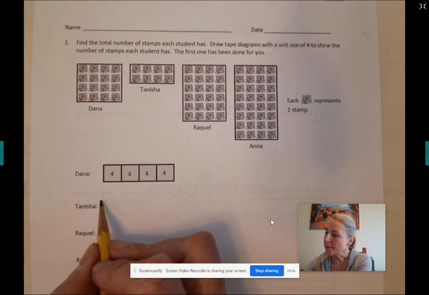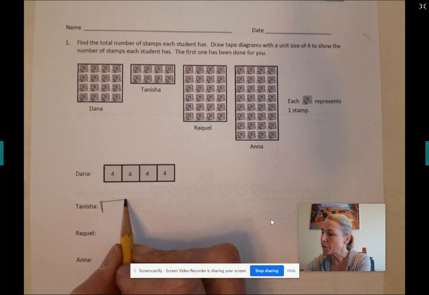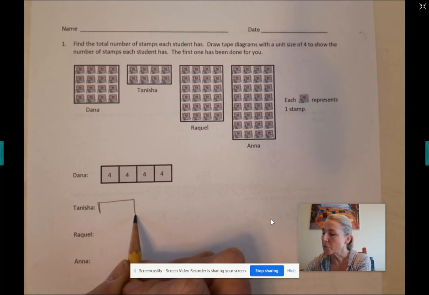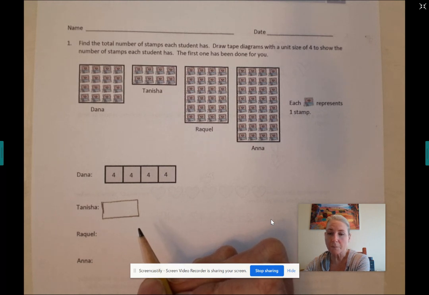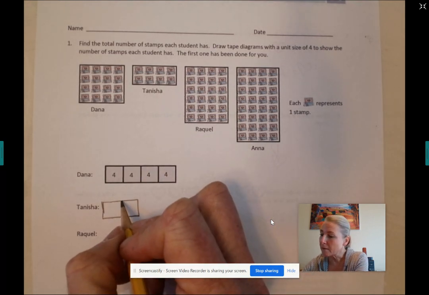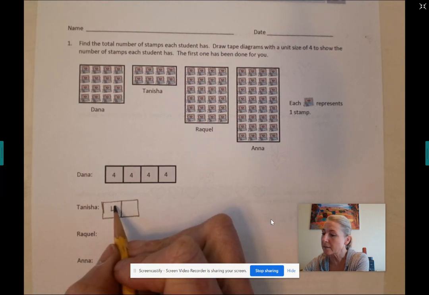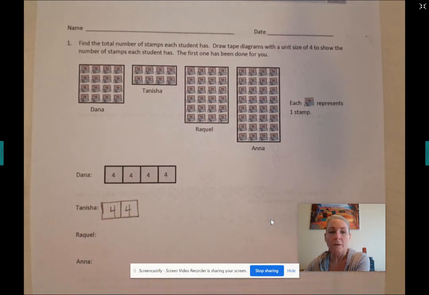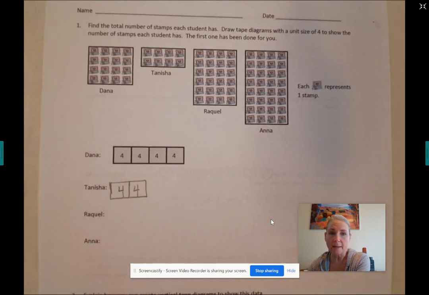So for Tanisha, and again, you do want to keep your sizing similar, because the purpose of graphs are to be able to visually compare things. So if I draw this super tiny or super huge, that's not going to make a clear representation of my information. So Tanisha has 2 rows of 4, right? That's how we would show that in a tape diagram.